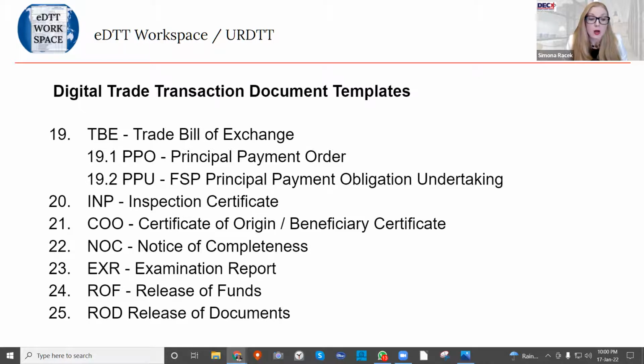Note that not all of the listed documents are required for a specific transaction. Which templates and trade documents are used depends on the Incoterm, the payment method, and what documents are agreed to be presented for negotiation.